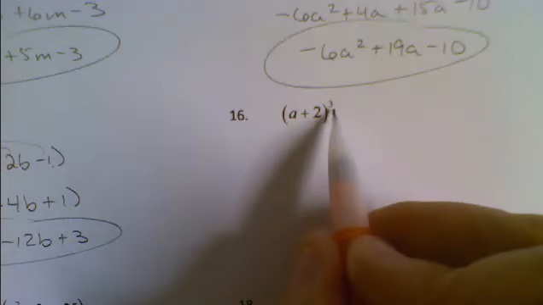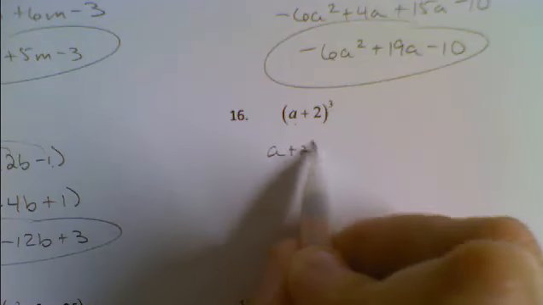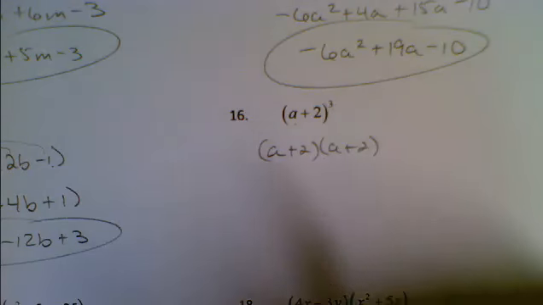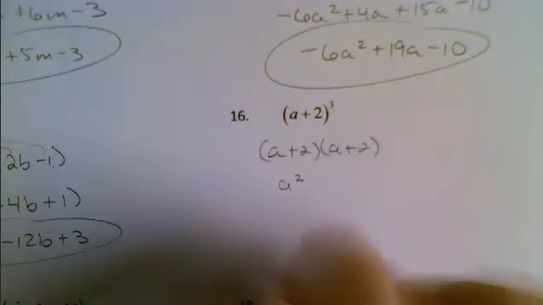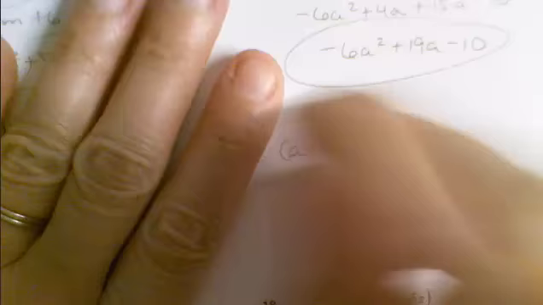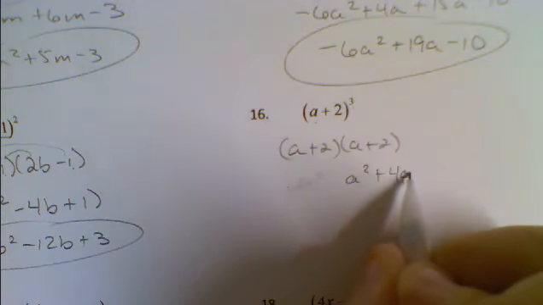This one is making sure you can cube a binomial. So you first have to square it. You have to take a plus 2 times a plus 2. Figure out what a plus 2 squared is. That will be a squared, I'll do that over here, a squared plus 4a plus 4.